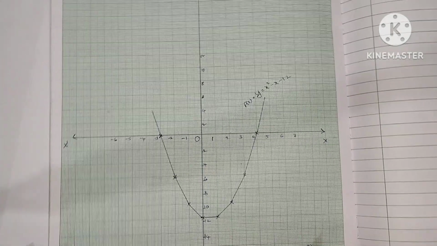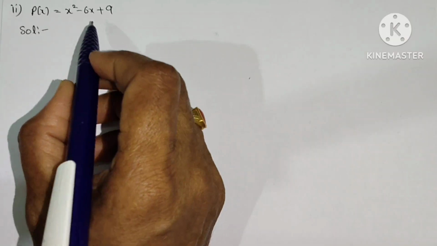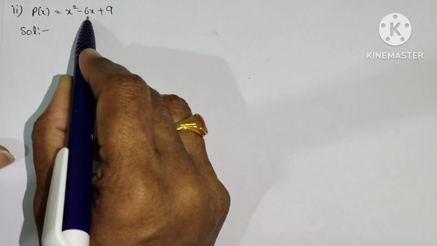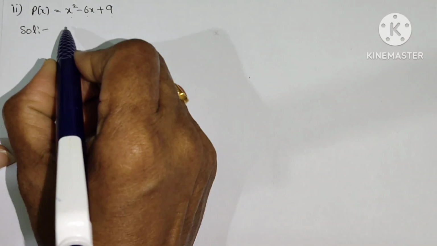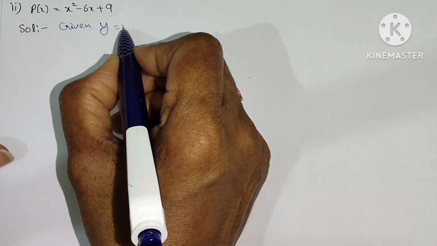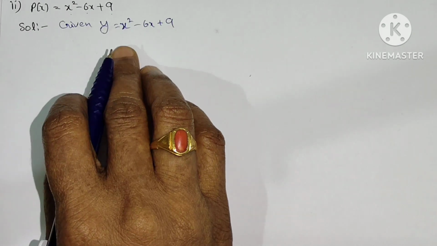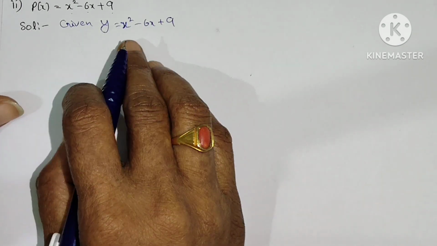This is the graph. So next, the second one: p of x equal to x square minus 6x plus 9. Here, given y equal to p of x equals x square minus 6x plus 9, so use this equation. First we write the points.